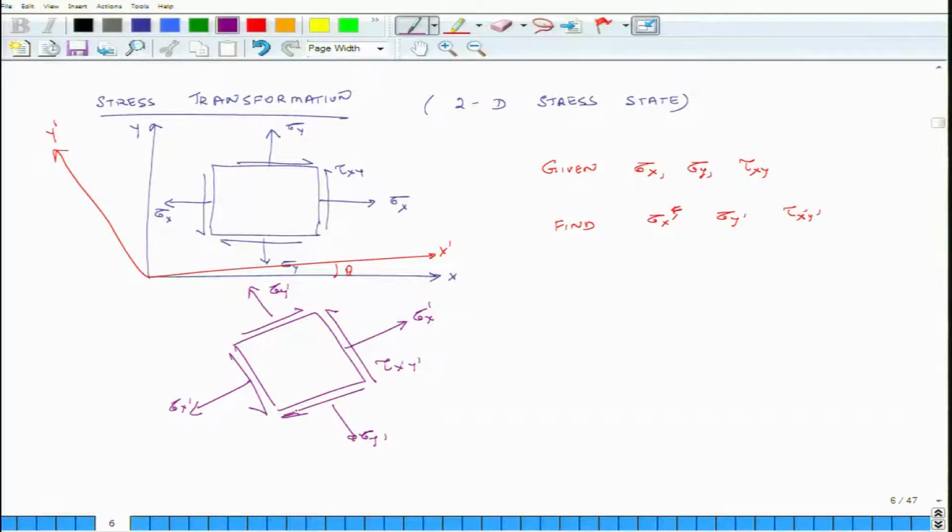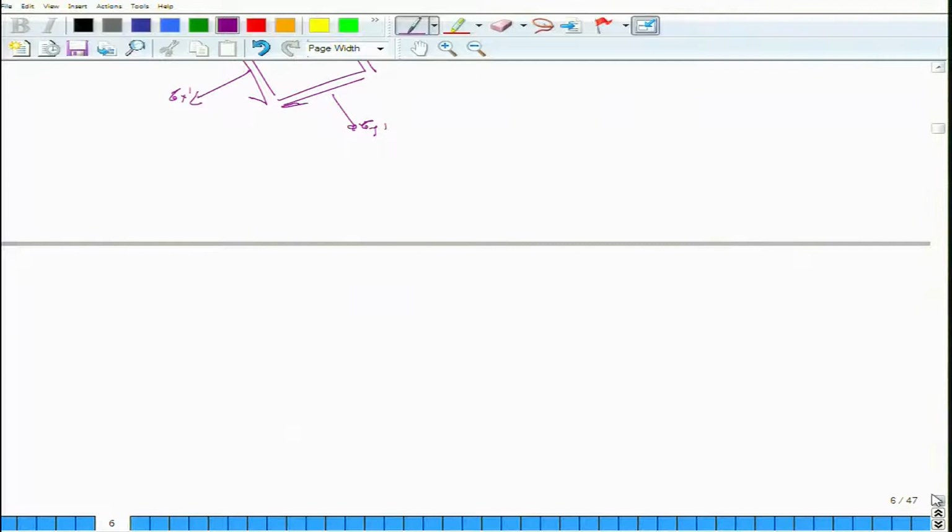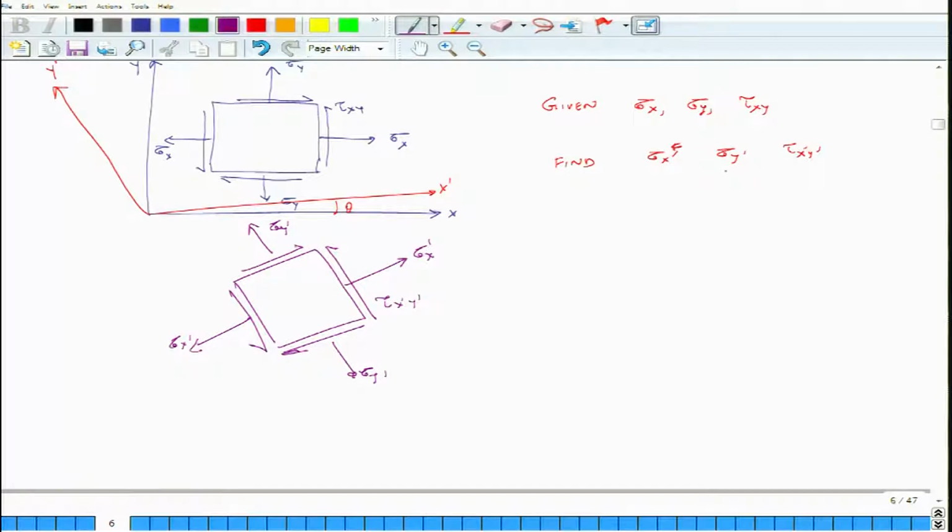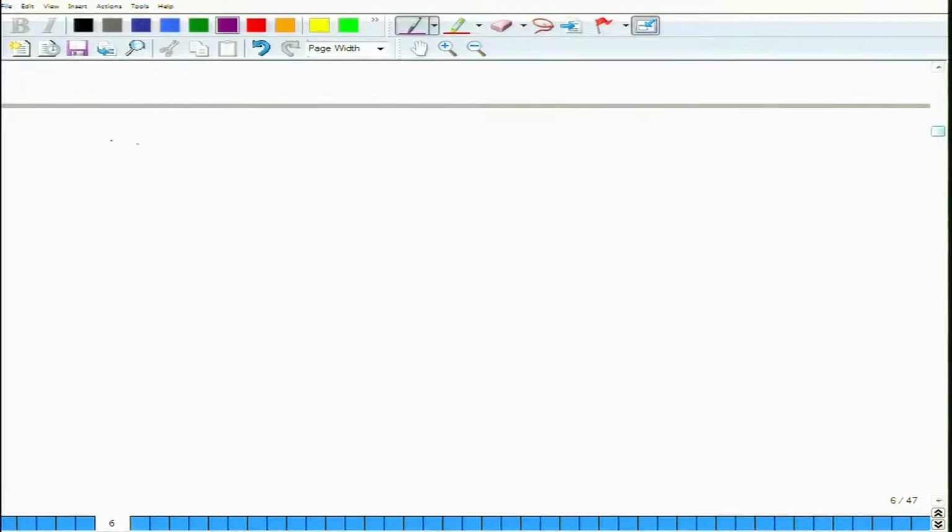This is there. So, this is something we have already done in our solid strength of materials courses. So, we will just recap those results. So, sigma x prime, sigma y prime and tau x prime y prime can be expressed in terms of sigma x, sigma y, tau xy using this relation.